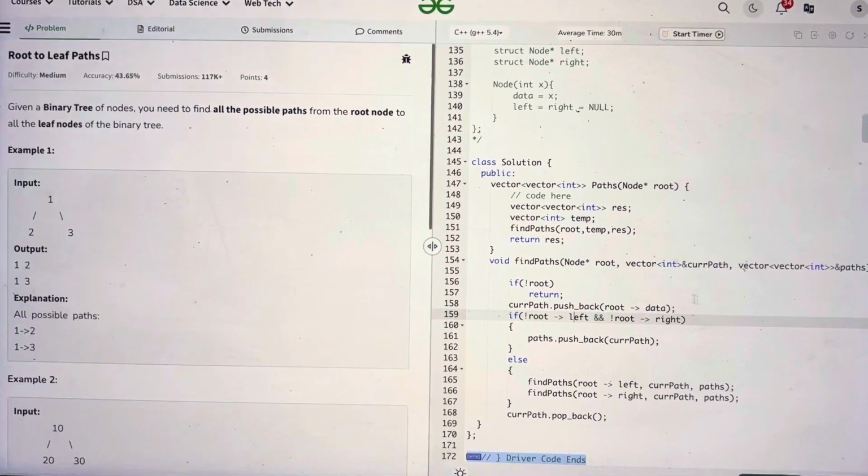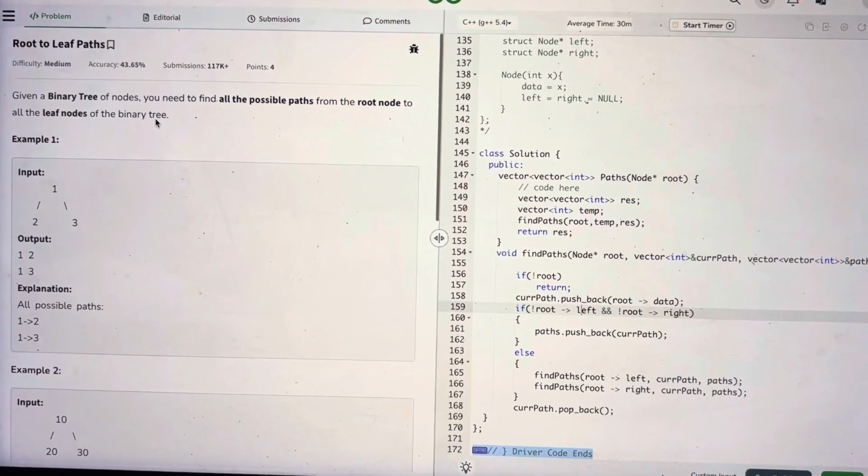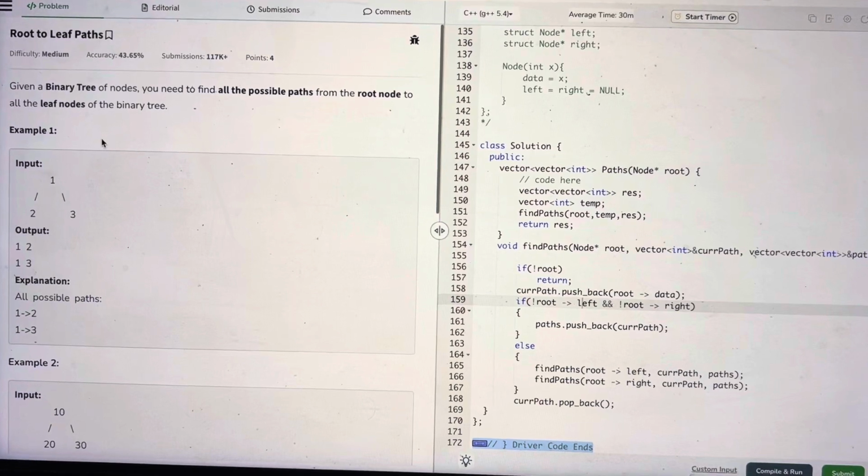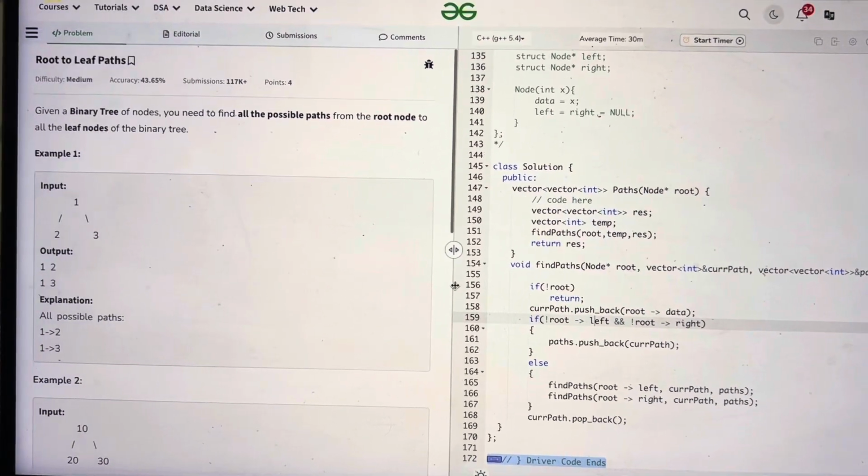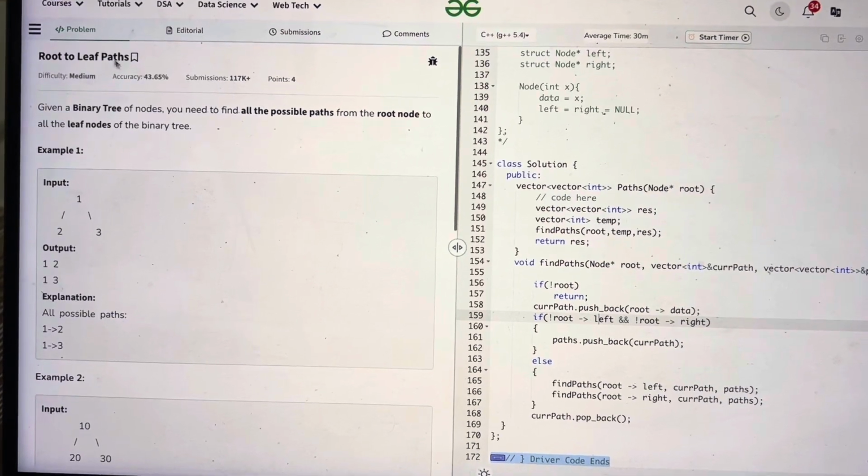The code is right. Okay, I hope you have understood this question. You have understood recursion used here, backtracking used here, and the logic that we have used to solve this root to leaf all possible paths.